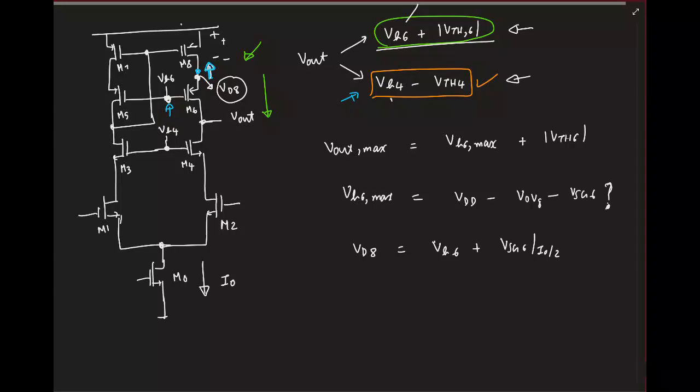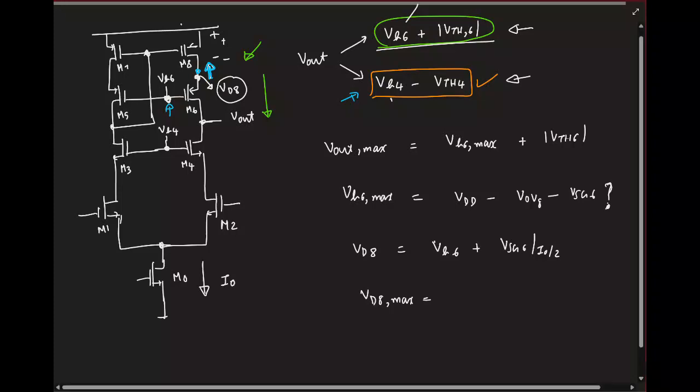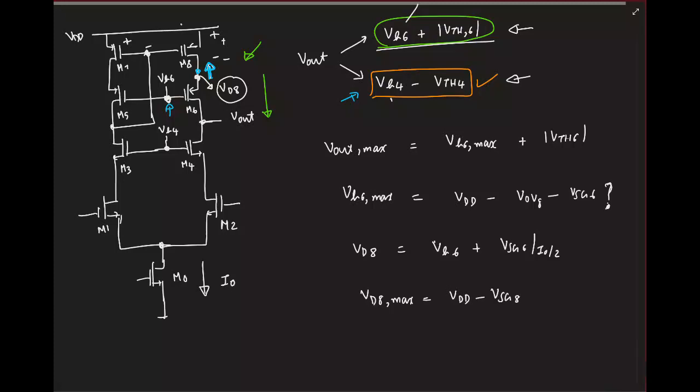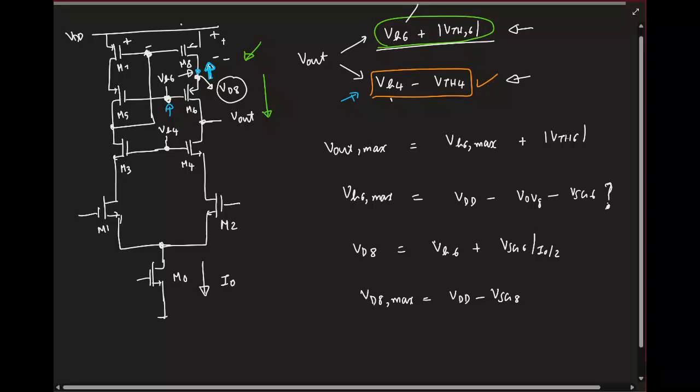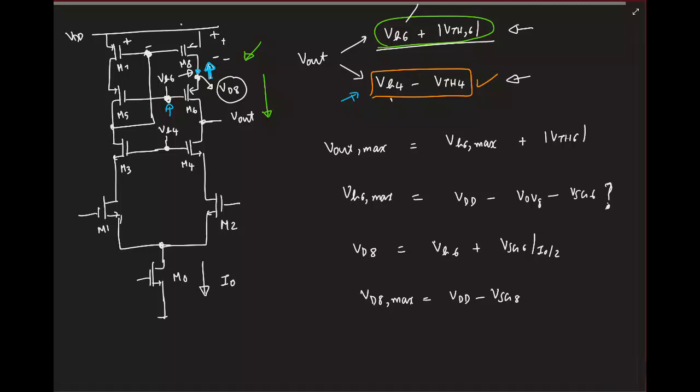VDD minus VD8 should be equal to the overdrive. So VD8, what is the maximum it can have? It depends on the gate voltage here. And what is the gate voltage? This is supply. We have a source to gate drop here. The gate voltage is VDD minus VSG of 7 or 8. That is this gate voltage. The drain here can go one threshold higher. Fine?